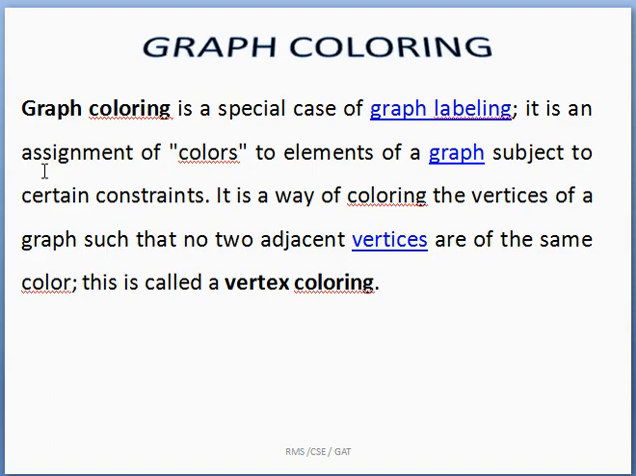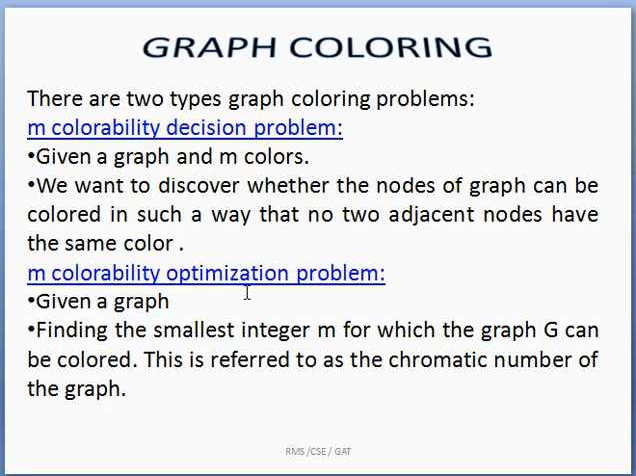So what are the constraints here? While coloring the vertices of the graph, we have to color such that no two adjacent vertices have the same color, and this type of coloring is referred to as vertex coloring. Now if we use this graph coloring concept, we can solve different types of problems related to graph coloring. The first type of problem is the M colorability decision problem.